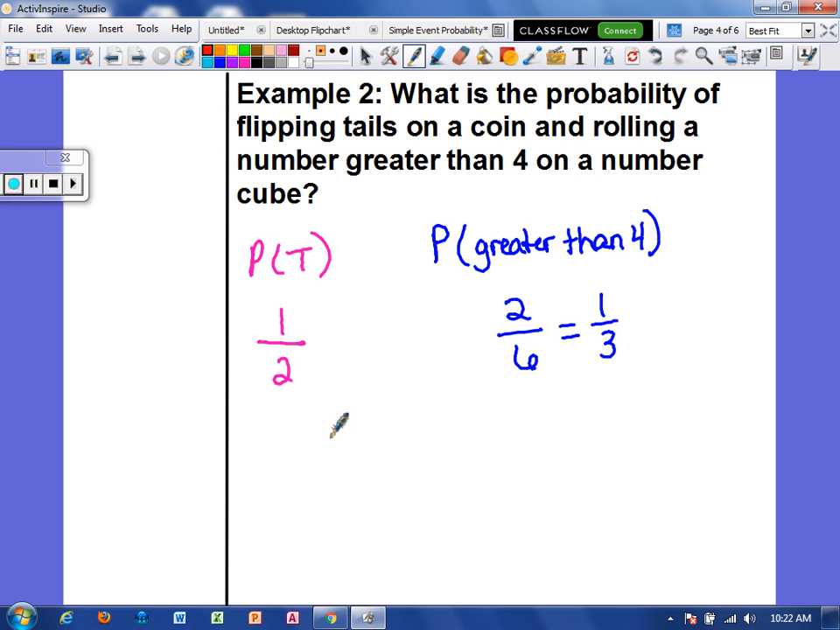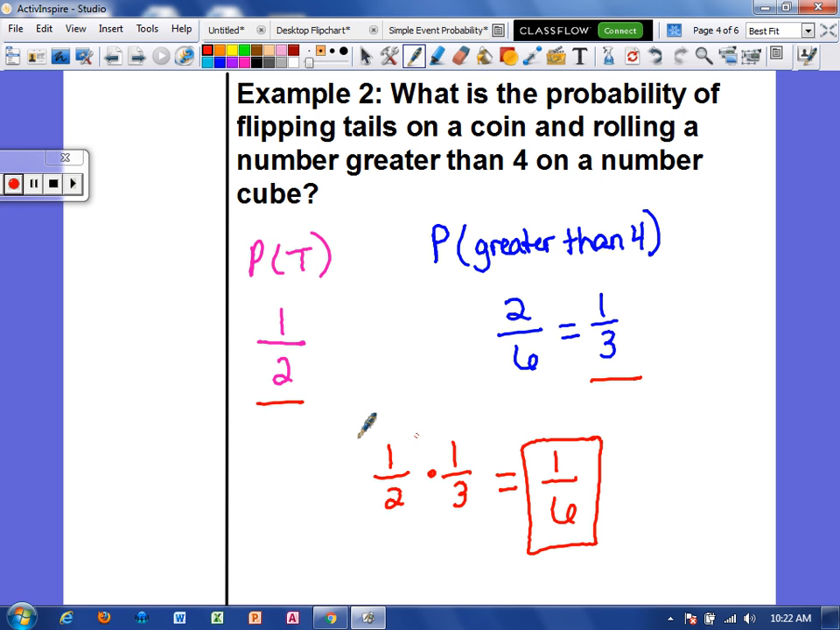So now we've got our 2 events and our 2 probabilities. So we're going to multiply those together, and find the final probability. 1 times 1 is 1, and 2 times 3 is 6. So there is a 1 in 6 chance that you would flip tails and then roll a number greater than 4.